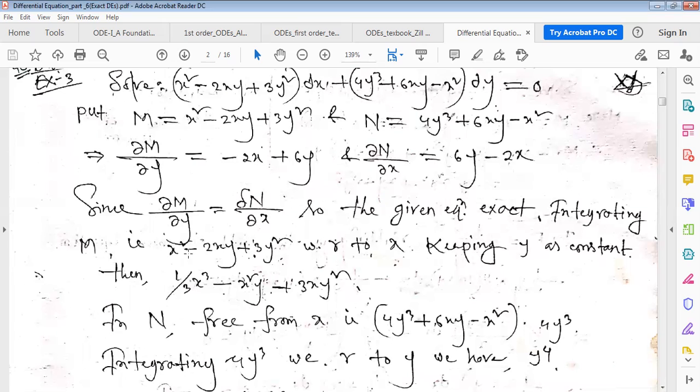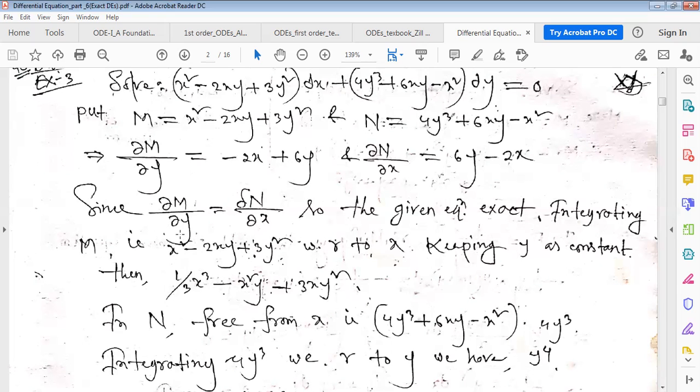Now integrating M with respect to x, because this is actually the procedure for how to solve the differential equation. There is an M, the given M in the differential equation. We have to integrate this M with respect to x, keeping y as constant. Just this is the M. Now we have to integrate it with respect to x, keeping y as constant. That means the integration with respect to x will be this.